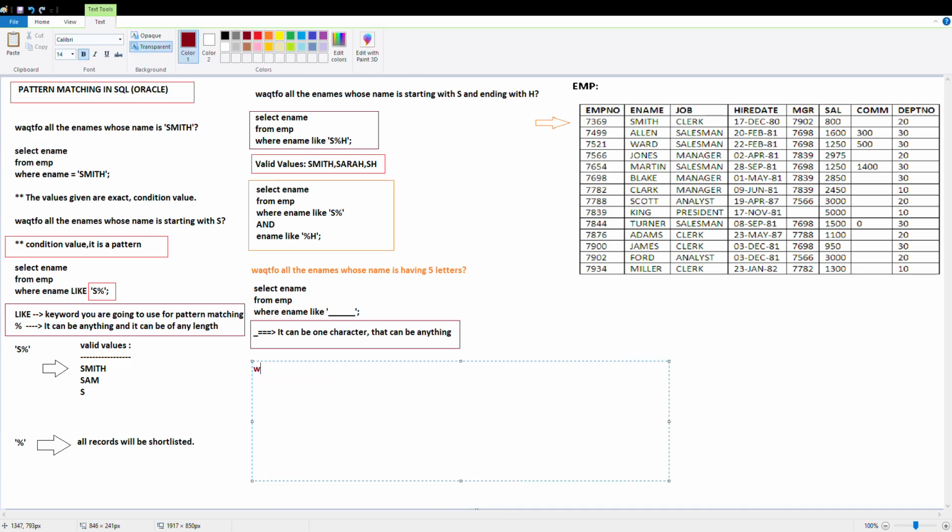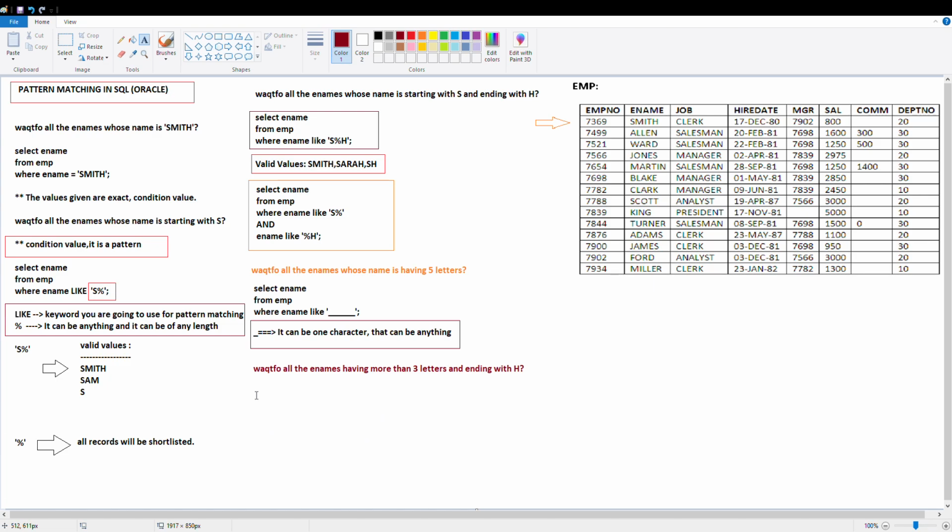Write a query to find out all the employee names having more than 3 letters and ending with H. Let's say this is the case.